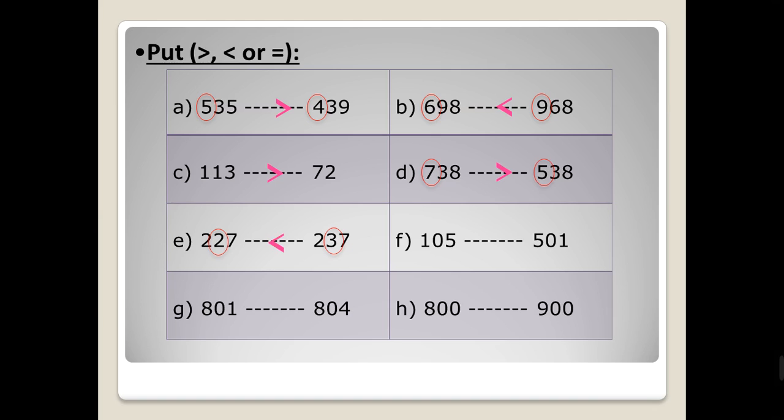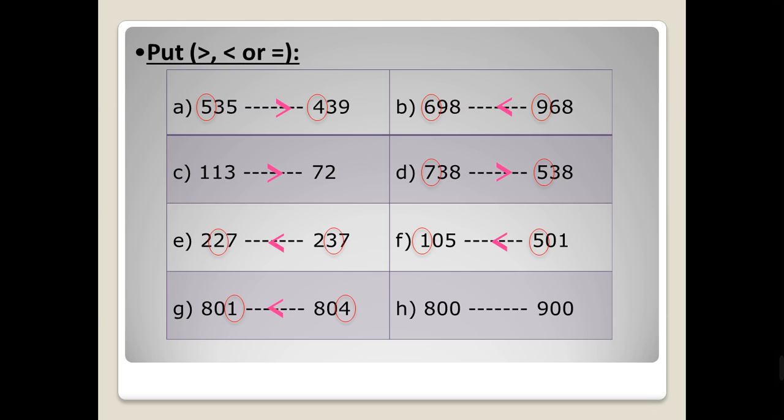Letter F, we have 105 and 501. Which is the greatest number? Yes, excellent, 501, because on one side we have 1 in the hundreds place, and on the other side we have 5 in the hundreds place, and 5 is greater than 1. Letter G, we have 801 and, on the other side, 804. Look at the number in the hundreds place, 8 and 8, the same number. Move to the tens place, we have 0 and 0, also the same number. Then move to the ones place. We have 1, and on the other side we have 4. 4 is greater than 1, so 804 is greater than 801.